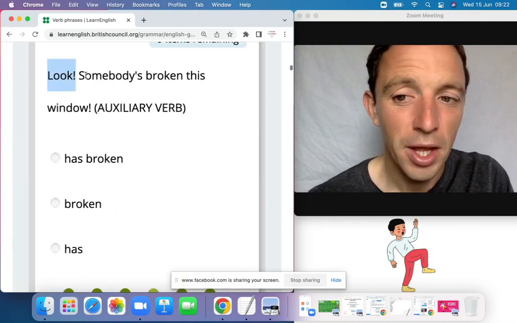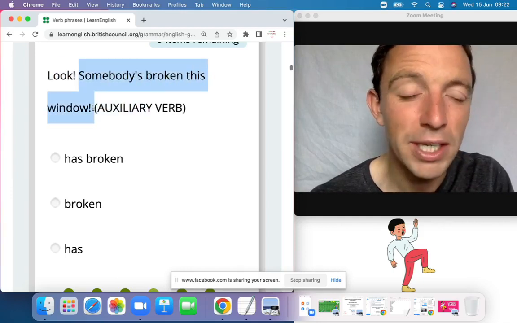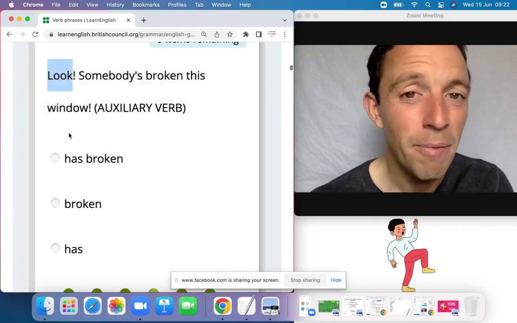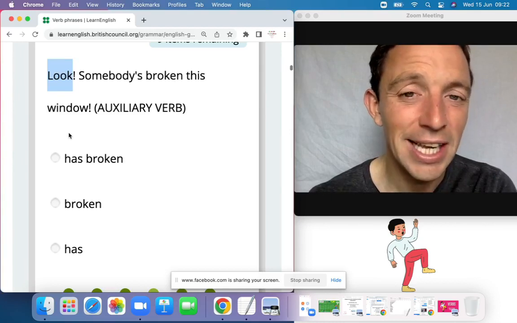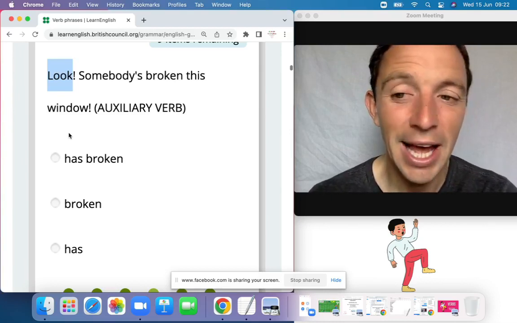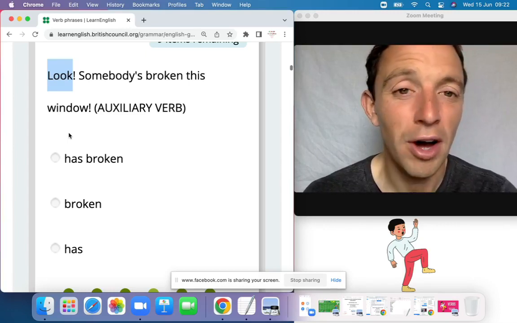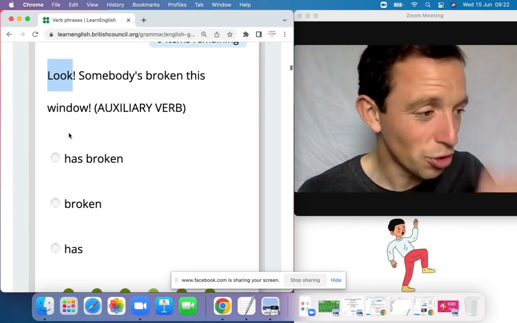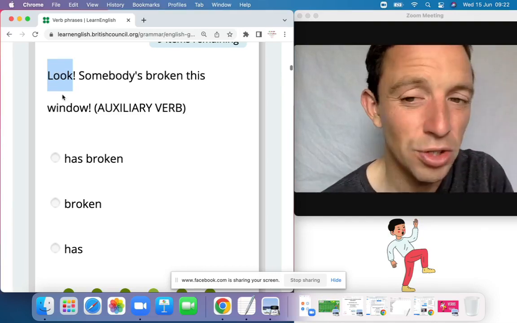Look, somebody's broken this window. We are looking for the auxiliary verb. Look is a verb. Yes, it's a verb, but there is no subject, and there is no subject because it is considered the imperative, and the imperative is an order and an instruction. So only when we have the imperative we have no subject. It's an instruction. Look. Okay, so this is the imperative and there's no subject.